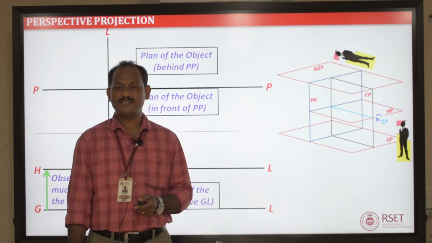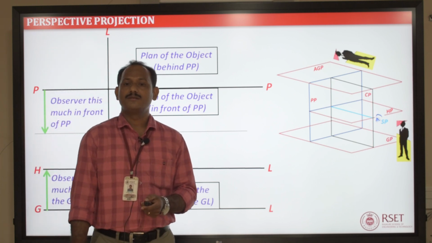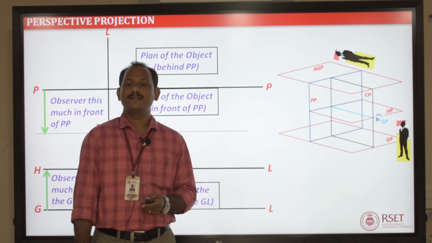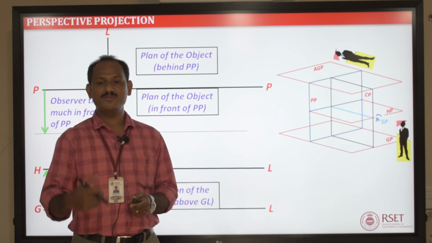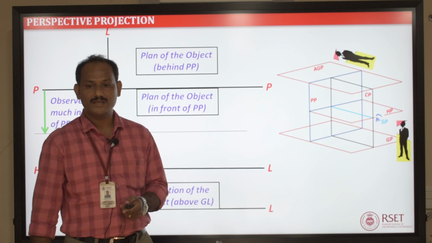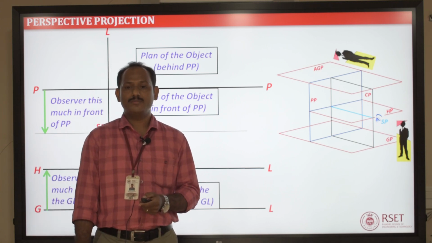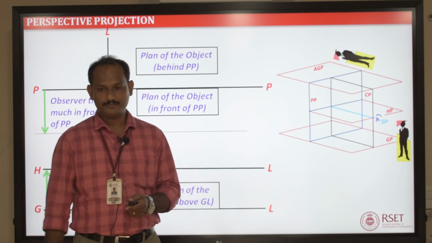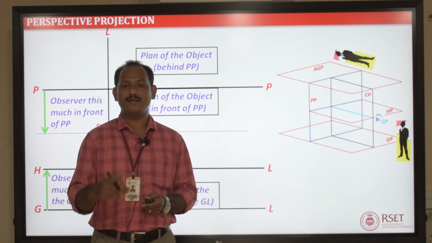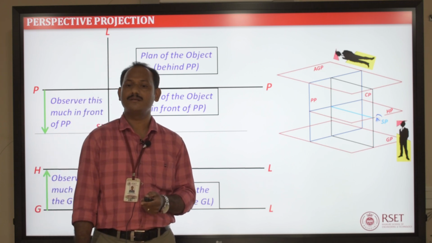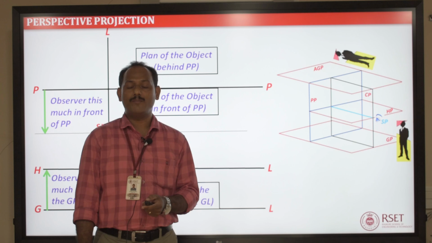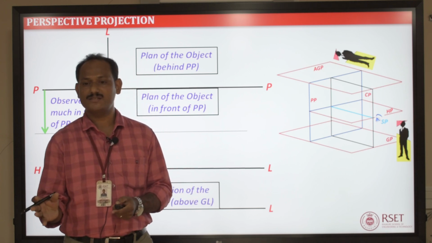So, to locate the station point's top view, the station point is always in front of the picture plane. So, the distance from the picture plane to the observer is marked on the central line, below the PP line. That will be the station point's top view. Now, to locate the station point's front view, the meeting point of the central line and the horizon line will give you the station point's front view. This completes the conversion of the 3D system into a 2D system.